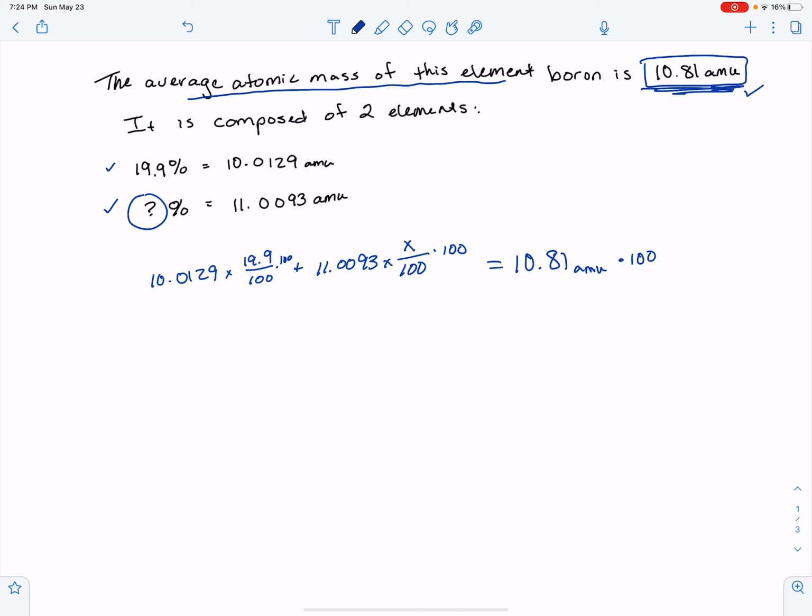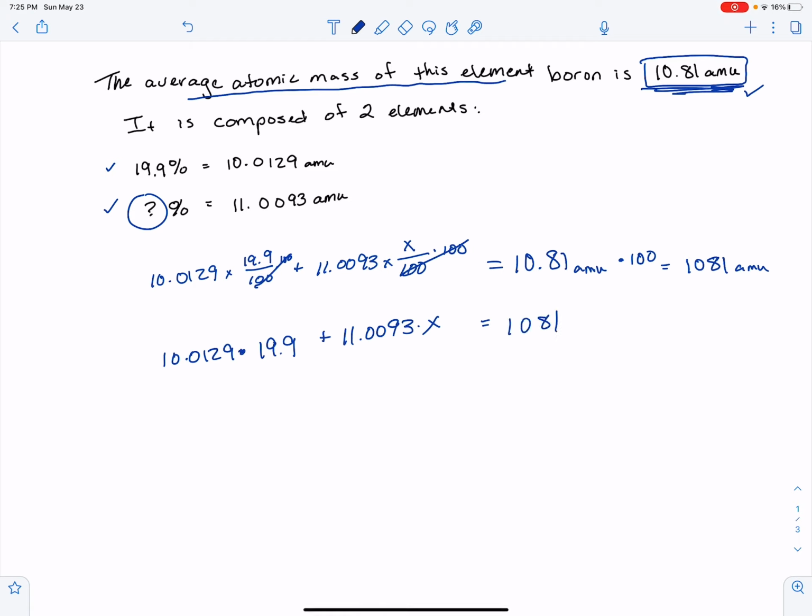And you should be able to do this math in your head. So the 100s cancel, the 100s cancel, and then this one easily becomes 1081. So now what I have is 10.0129 times 19.9 plus 11.0093 times x. Oh, that looks so much better. And then I have 1081.